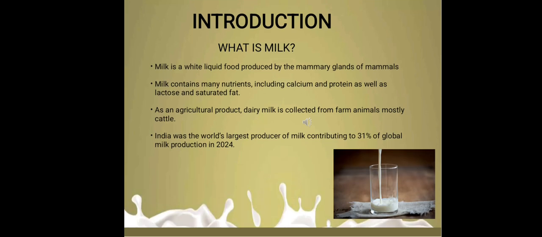Introduction. What is milk? Milk is a white liquid food produced by the mammary glands of mammals. Milk contains nutrients including calcium and proteins, as well as lactose and saturated fat. As an agricultural product, dairy milk is collected from farm animals, mostly cattle. India was the world's largest producer of milk, contributing 31% of global milk production. This is as of 2024.